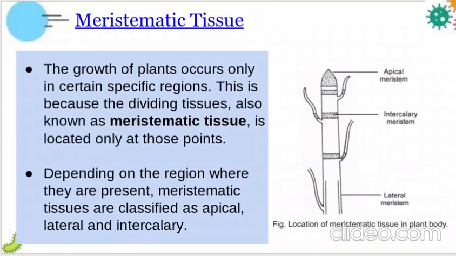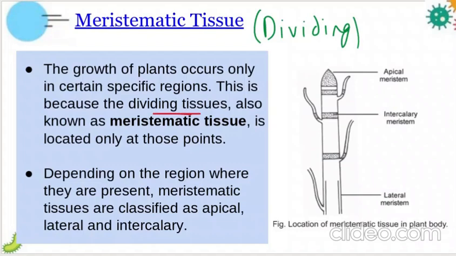So let's understand meristematic tissues. When we talk about the growth of plants, it occurs only in some specific regions. The growth is not throughout the plant body, it's only in specific regions. Why? This is because of the dividing tissues known as meristematic tissues. So students, you should remember that meristematic tissues are nothing but the dividing tissues. They divide the cells and make the plant grow, and they are located only at those points where growth is happening.